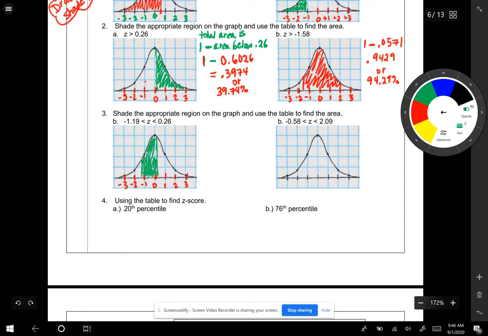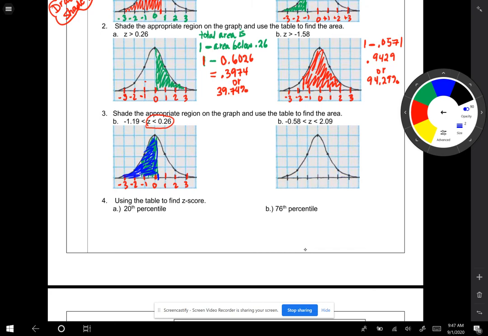Well, how in the world do we do this? So here's what I want to show you. So z less than 0.26. So if we're looking just at this part right here, it would be everything to the left of this value right here. So it would be all of this, and color it in blue. All of that. Now, z greater than negative 1.19 would be everything to the right.